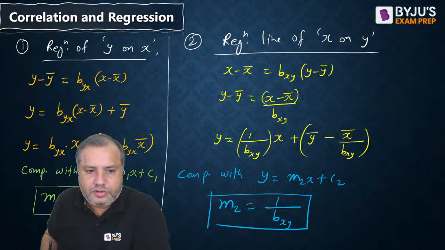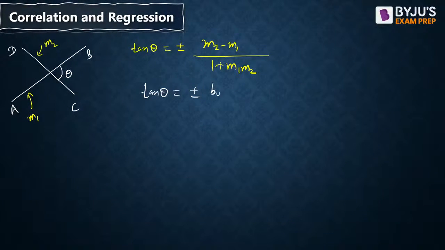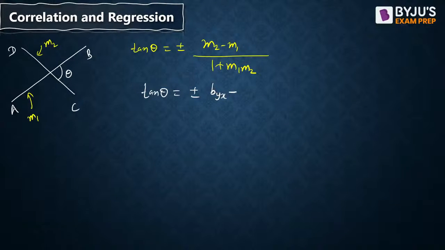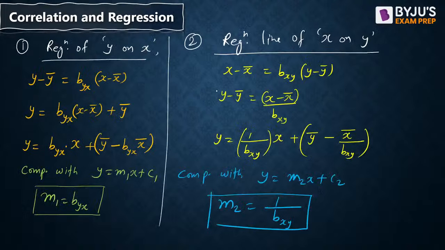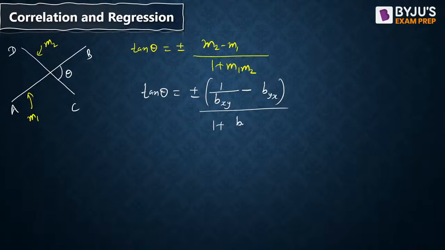So what is m2? m2 is 1 upon bxy. What is m1? m1 is byx. So tan theta is (m2 minus m1) upon 1 plus m1 m2. Tell me, comfortable till this point?